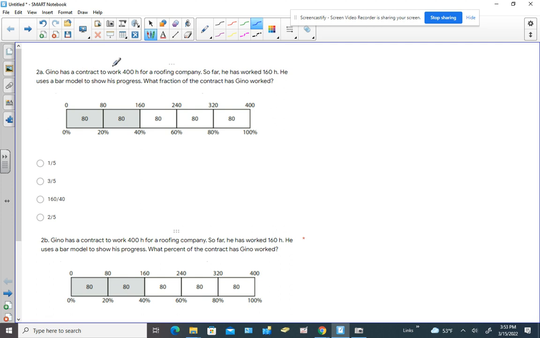Gino has a contract to work 400 hours for a roofing company. So far, he has worked 160 hours. He uses a bar model to show his progress. What fraction of the contract has Gino worked?